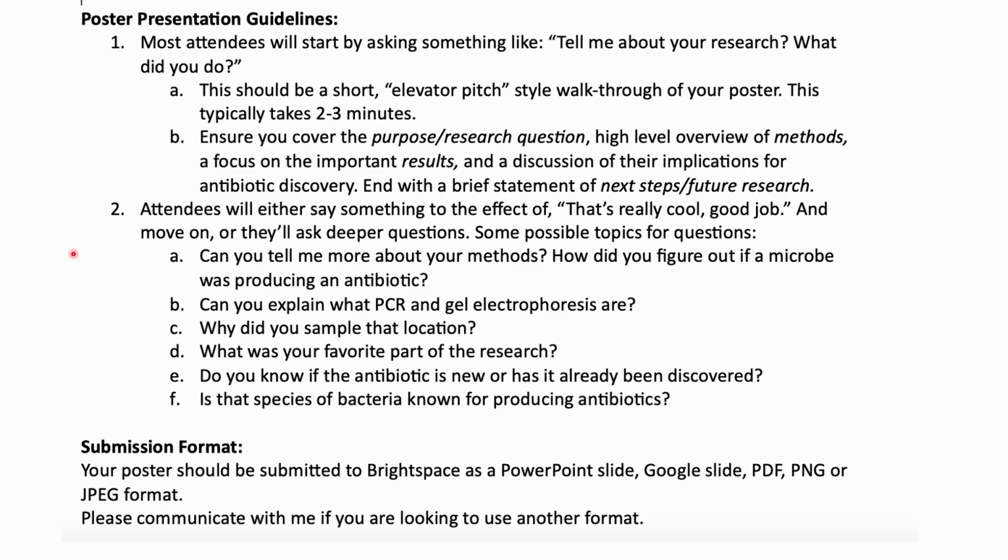Some possible topics people might ask questions on. Can you tell me more about your methods? How did you figure out if a microbe was producing an antibiotic? I don't understand what PCR is or what gel electrophoresis is. Why did you sample that location? What was the rationale behind that? What was your favorite part of the research? Do you know if the antibiotic is new or has it been discovered? Is that a species of bacteria known for producing antibiotics?